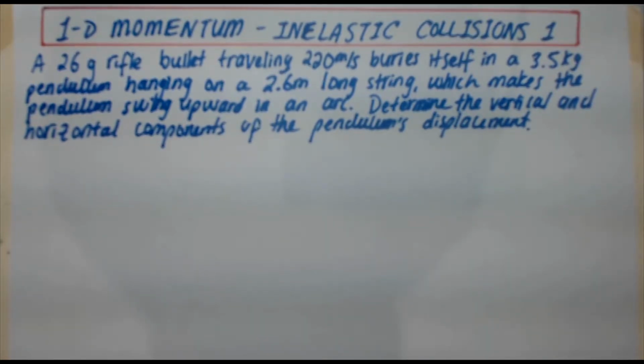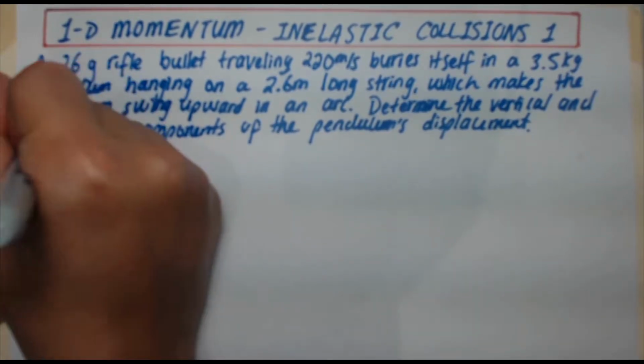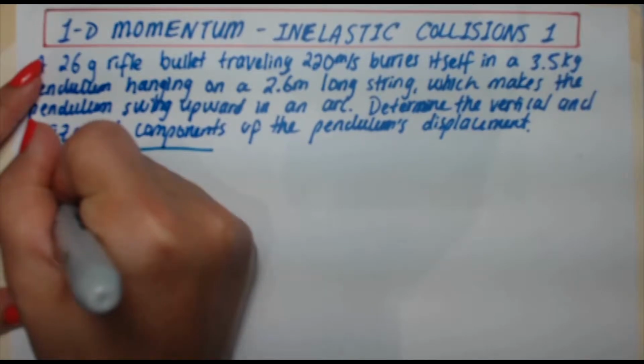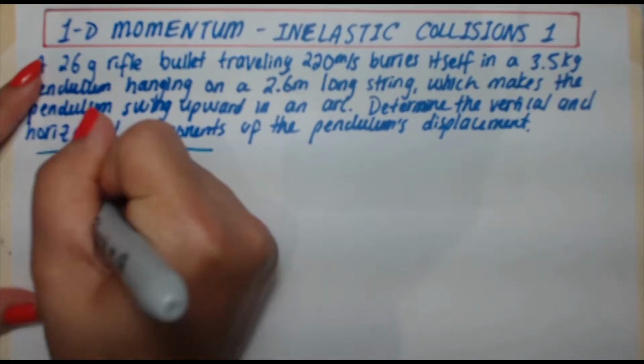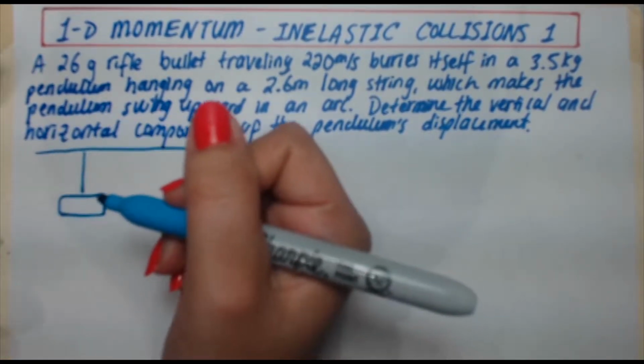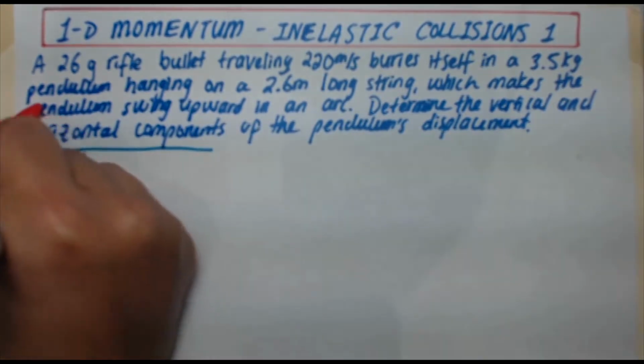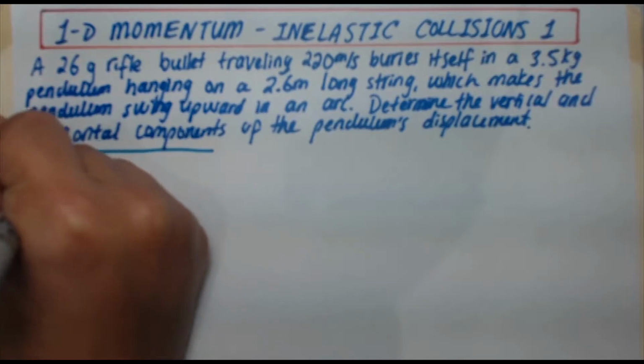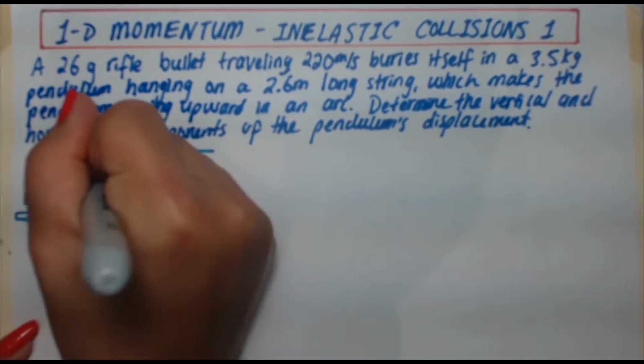So let's go ahead and start off with a picture. Okay, so here's going to be my ceiling. My pendulum I'm going to just draw as a block of wood. Essentially, it's something that hangs on a string that has somewhat more mass than the bullet. Okay, so the bullet's coming in from this side. We'll call the bullet B. We'll call the pendulum P.